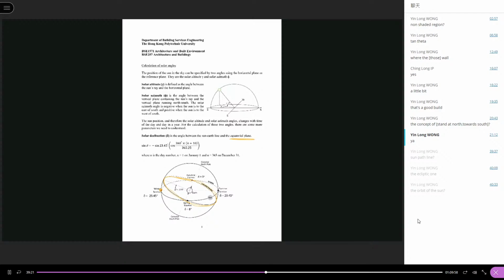So the equatorial plane was the plane containing the equator. And the Sun-Earth line. This is the Sun. And then the line joining the Sun and the Earth is this one. The Sun-Earth line. Sun path line. So your student Yin Long asked if it is the sun path line.